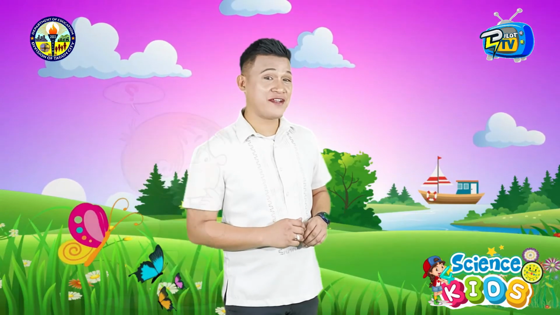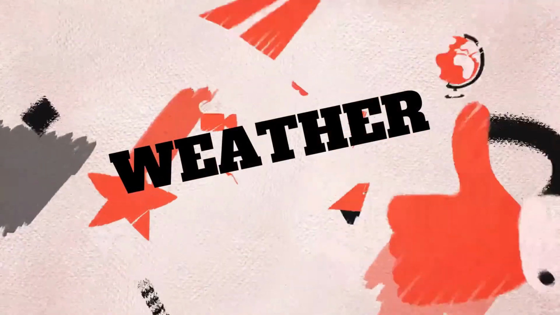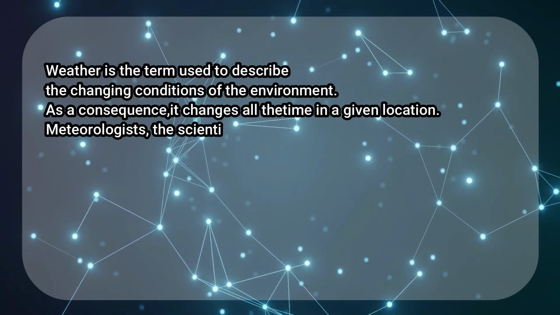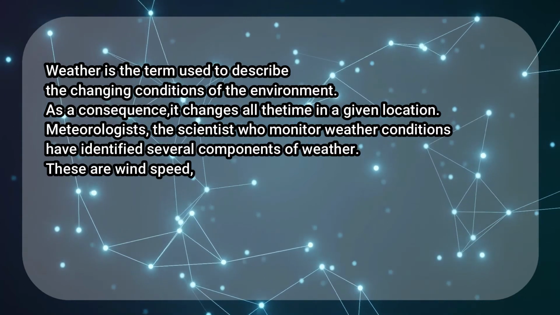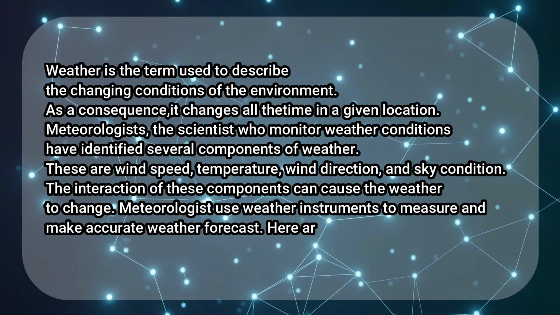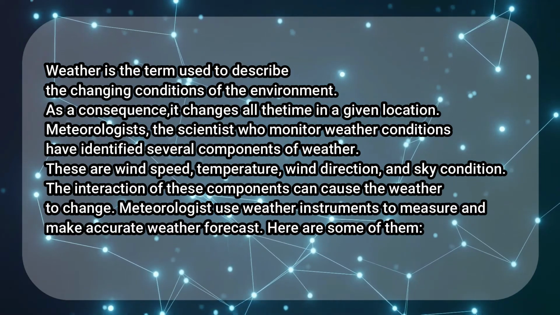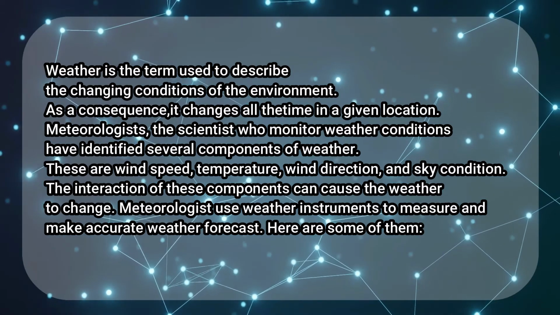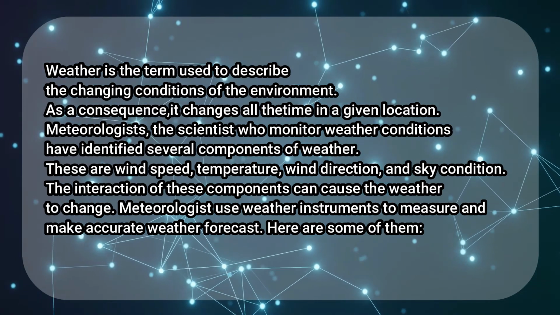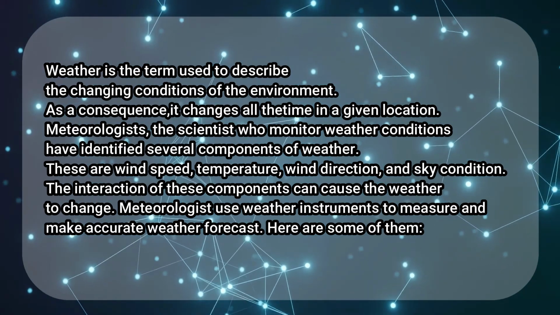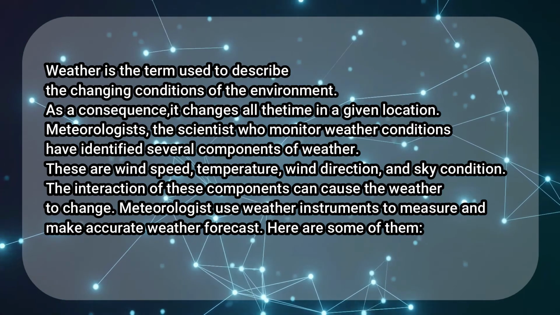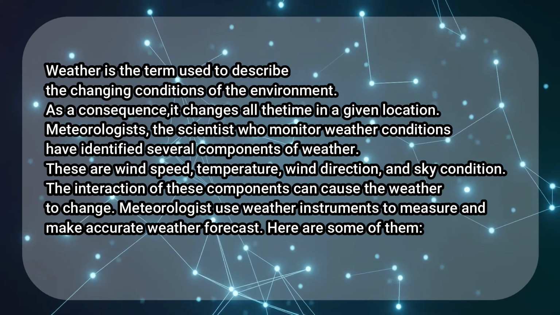All of these questions are related to weather. Weather is a term used to describe the changing conditions of the environment. As a consequence, it changes all the time in a given location. Meteorologists, the scientists who monitor weather conditions, have identified several components of weather. These are wind speed, temperature, wind direction, and sky condition. The interaction of these components can cause the weather to change.